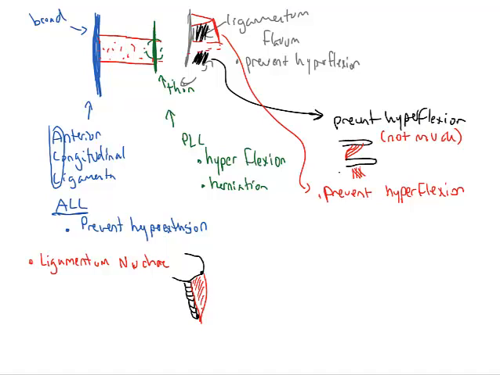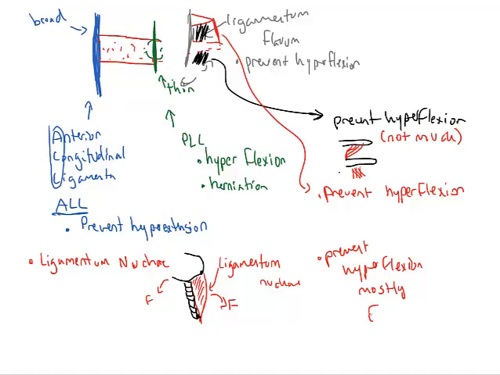And this ligamentum nuchae, again, it can also prevent hyperflexion, because it's in the posterior of the skull. It's going to be causing a force to go this way. So when your head hyperflexes in your cervical spine, this will be preventing it. So this would prevent hyperflexion, mostly for C-spine.